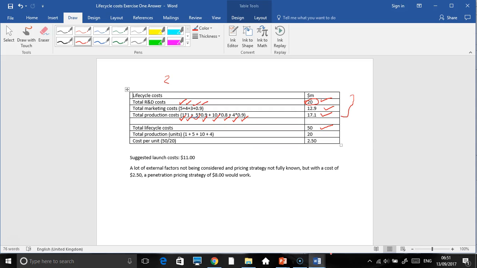And we know how many units we produced: 1 million plus 5 million plus 10 plus 4 over the 4 years, 20 million, giving you an average cost of £2.50. So at least you know what the average cost is, £2.50. Then you can start thinking about what price.